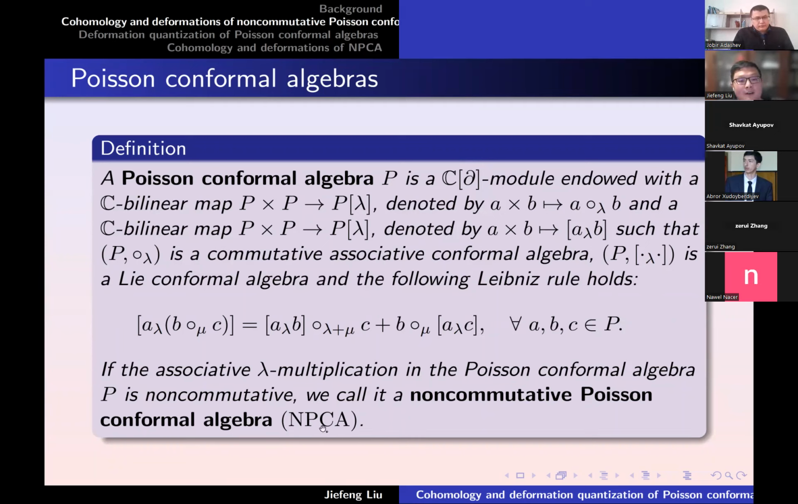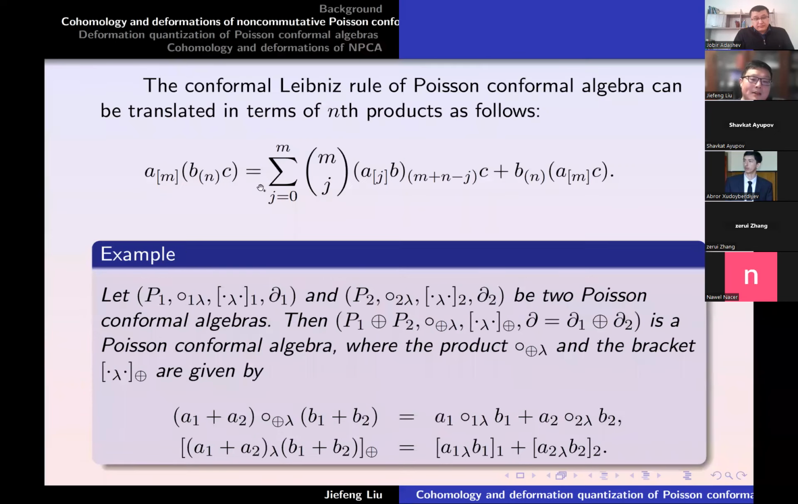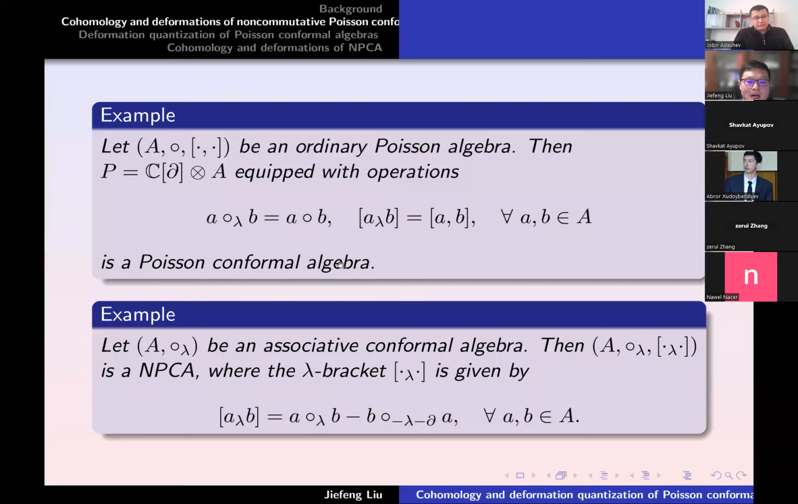Furthermore, the conformal Leibniz rule of a Poisson conformal algebra can be calculated in terms of nth products as follows. The first example is given by the direct sum. It's easy. The second example can be constructed from an ordinary Poisson algebra. Then P is the C[∂] tensor A, equipped with the operations as follows, is a Poisson conformal algebra.